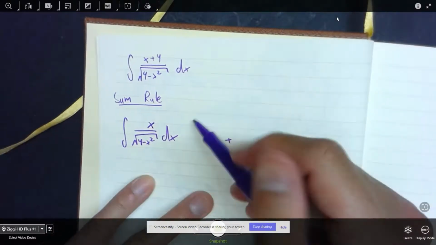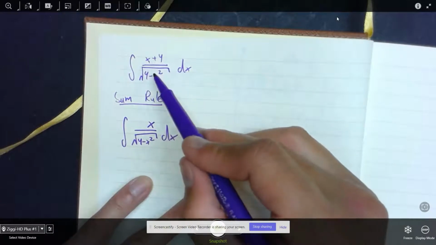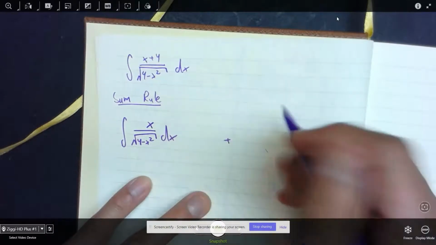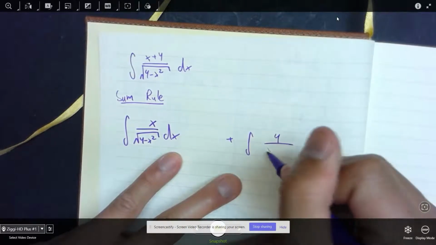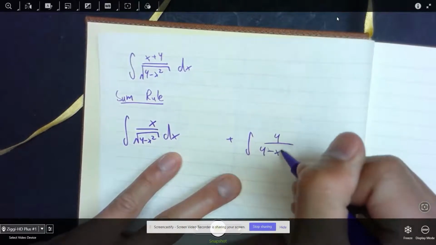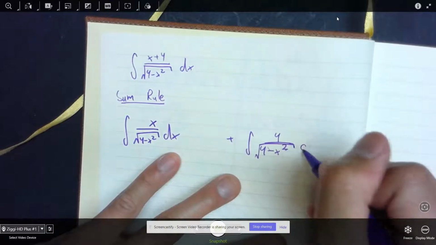So we'll just separate the x and the 4 and then keep the denominator for each statement, and then you're going to have two integrals being added together. This is a perfectly acceptable way to solve this problem.